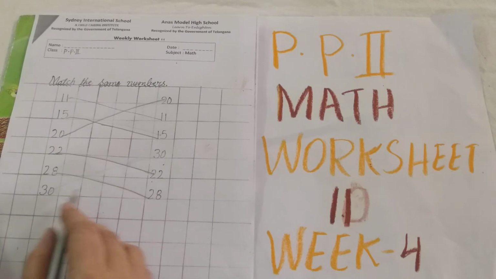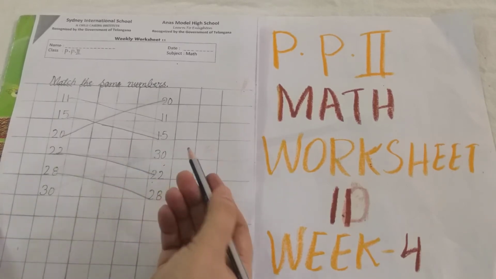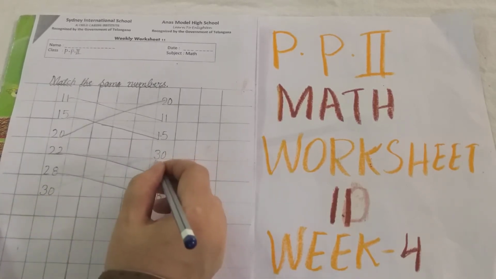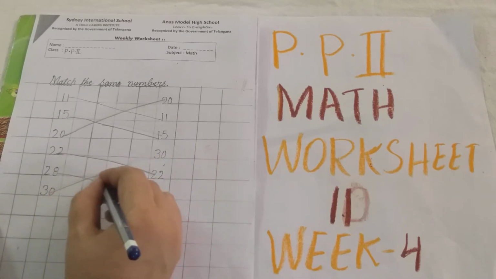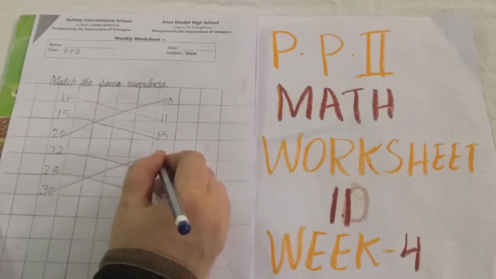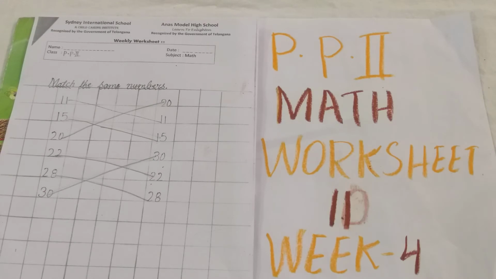Now last number 3, 0, 30. That is very easy to match. 3, 0, 30 is here. Match over there. Now turn the page.